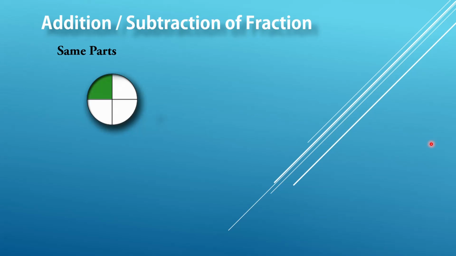So let's say I have taken one piece of this pizza of 4 pieces, and another person takes 2 pieces from the next pizza. So how do we add this? We need to learn how to add, subtract, multiply and divide. These operations we can perform using fractions. How can we calculate this?